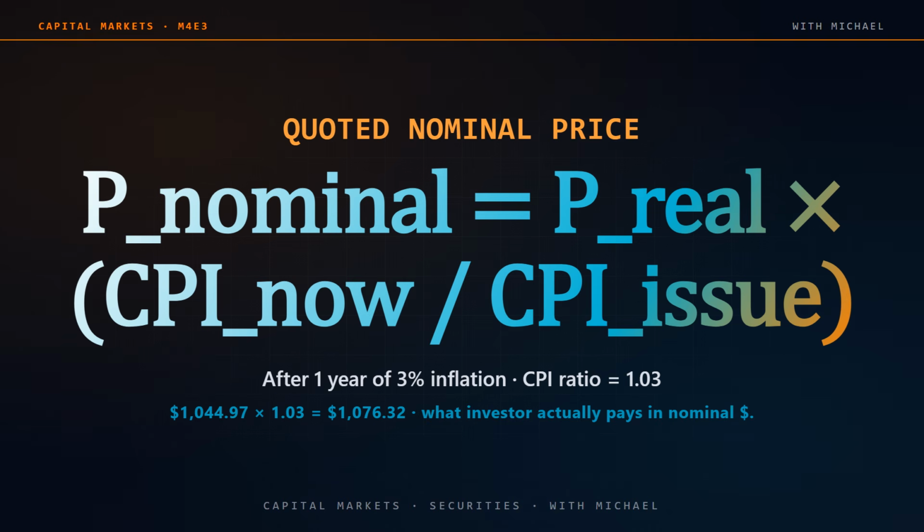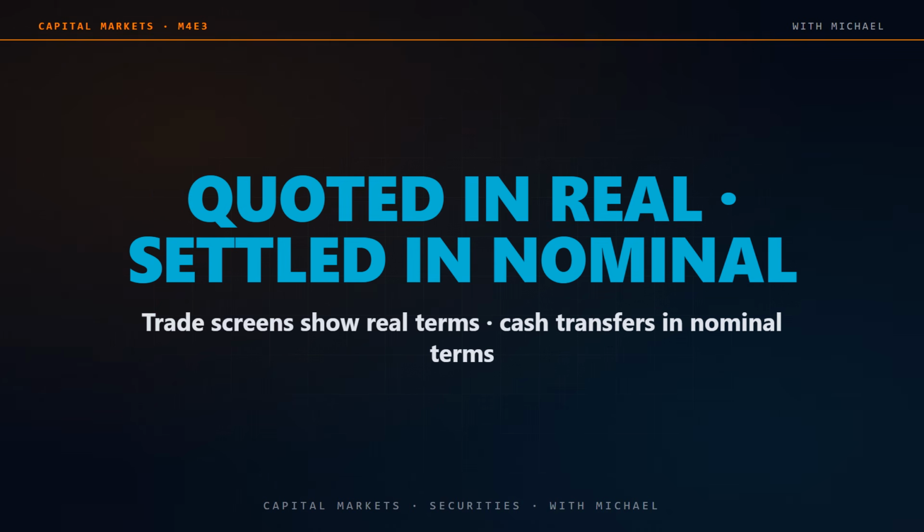So a real price of 104.497% times 1.03 equals 107.632% of original face. This is what the bond would trade at, in nominal dollar terms, 1 year after issuance, if real yields were unchanged. Practitioners quote linkers in real terms for clarity. The nominal dollar amount you pay depends on the realized inflation between issuance and today.